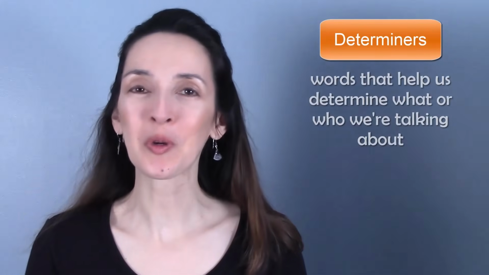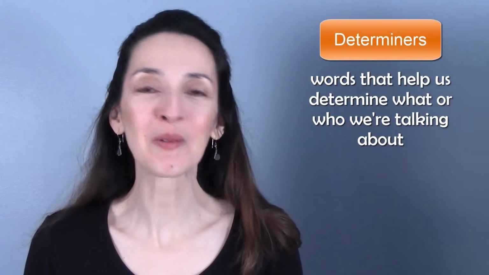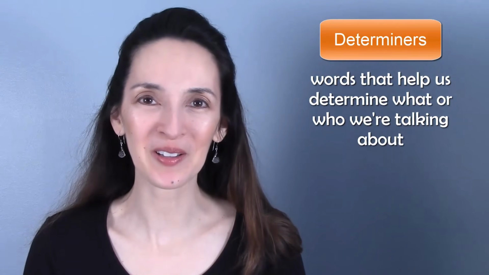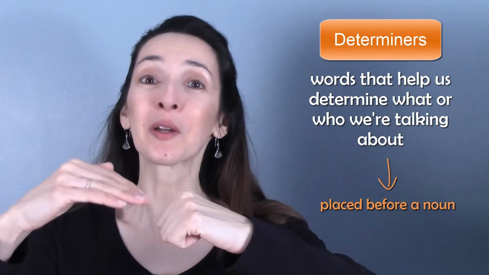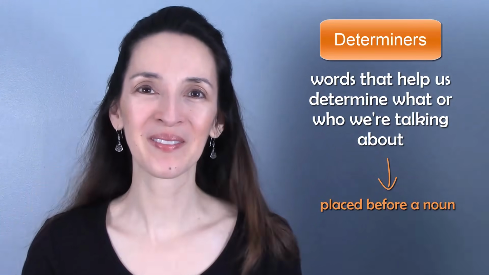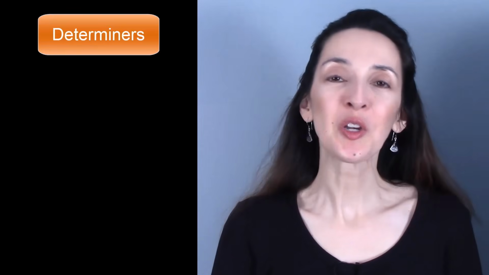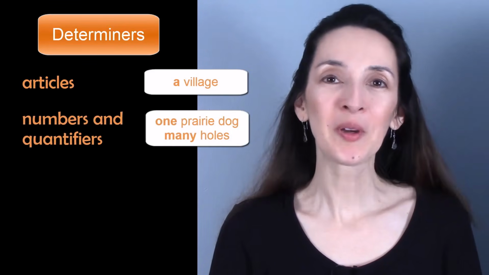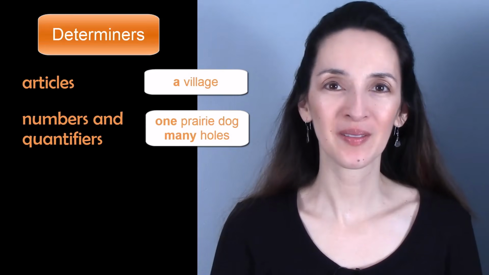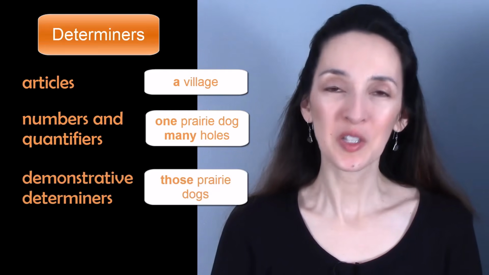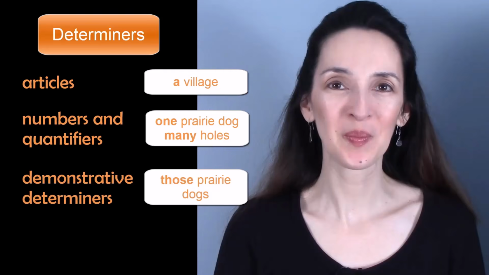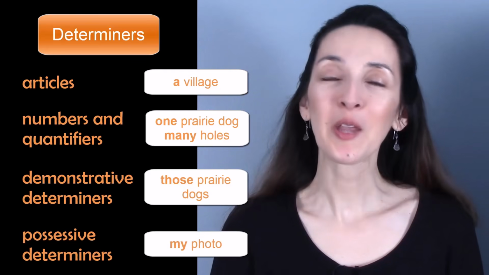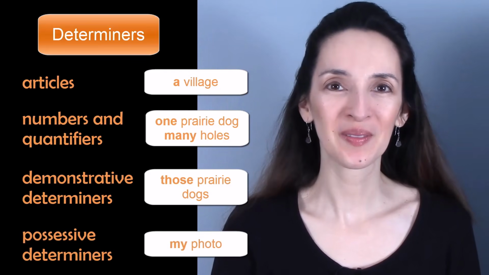Determiners tend to be short words that help us determine what or who we're talking about. We place a determiner before a noun. Determiners include articles, numbers and quantifiers, demonstrative determiners, and possessive determiners.